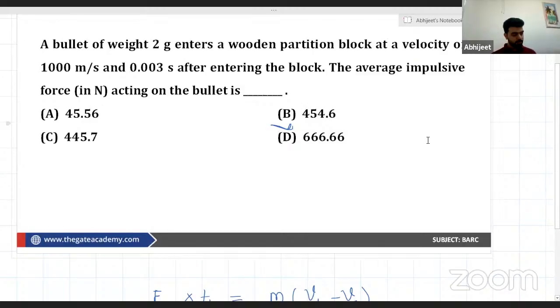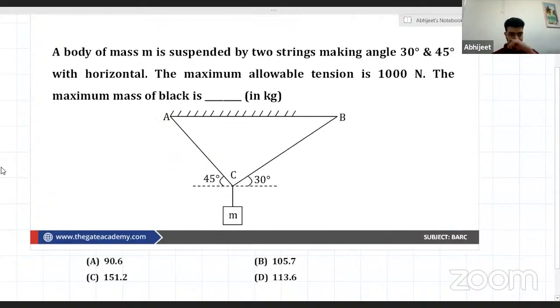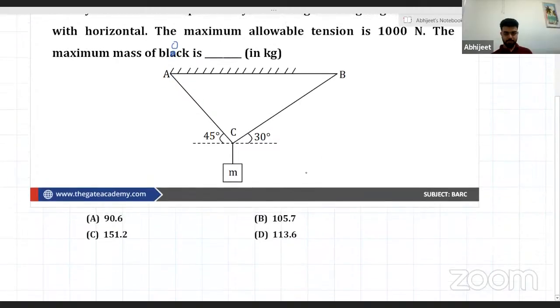Okay, so this is done. Let us move to the next question. A body of mass m is suspended by 2 strings, making angles 30 degree and 45 degree with horizontal. The maximum allowable tension is 1000 Newton. We have to find out the maximum possible value of m.